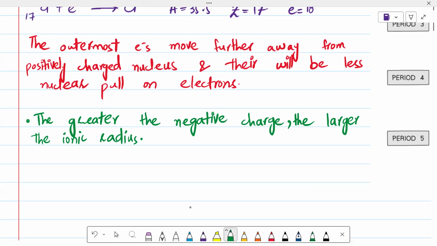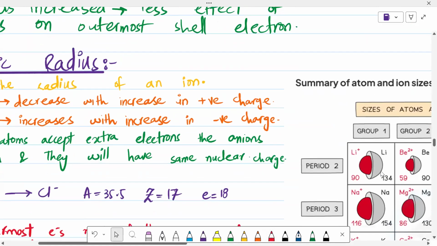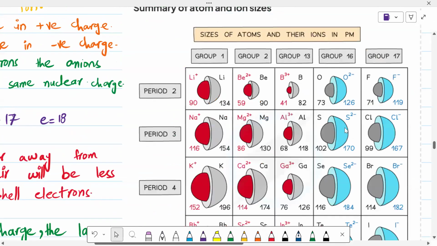If you can't tell me, then it will be difficult for you to write as well. So that's why whenever I ask you, just speak up. Whatever you speak, just speak up. There will be less nuclear pull on the outermost shell electrons. And the greater the negative charge, the larger the ionic radius. Clear? Then I will come to this later on.